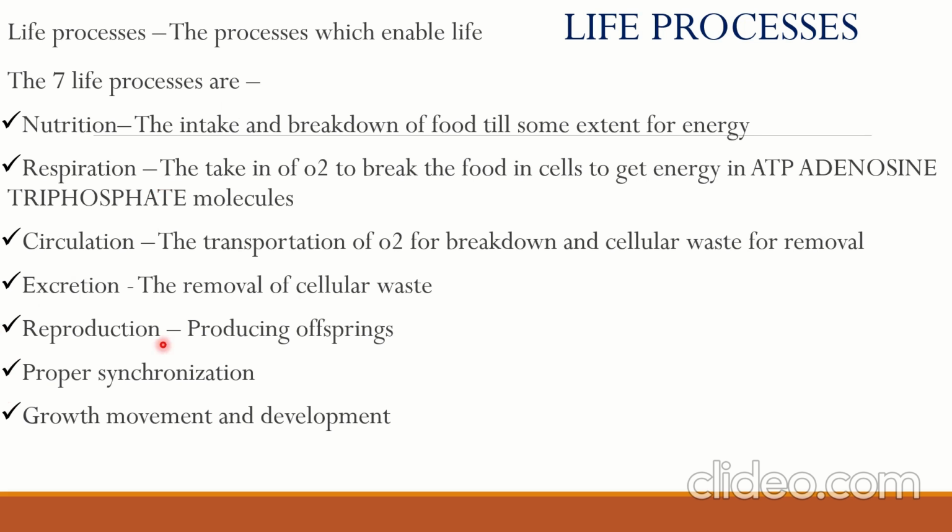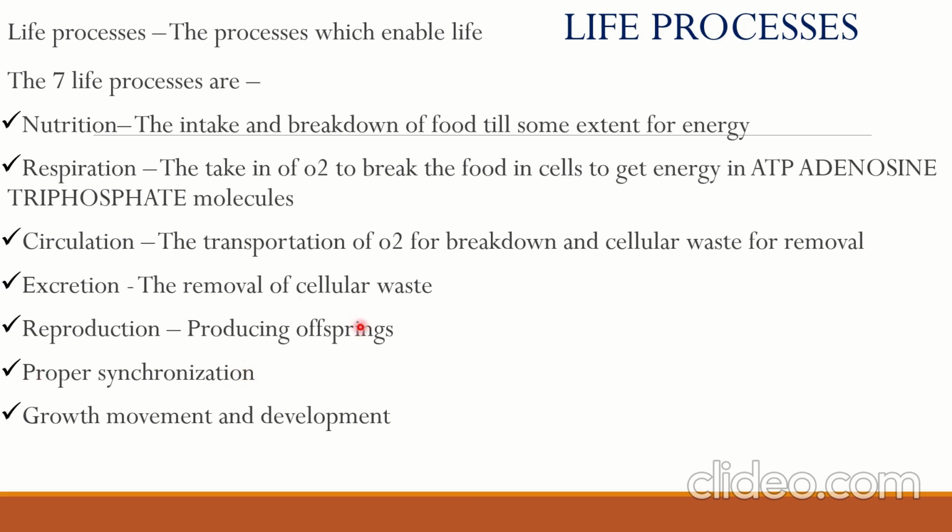And then reproduction comes. Reproduction is an important life process that is used for producing offspring. Now, for producing species of the same kind, it's reproduction. So this reproduction happens when the male and the female come together, and that's a different process entirely.